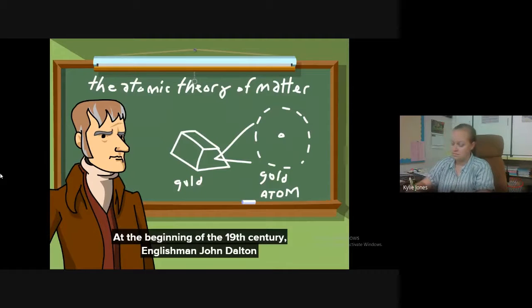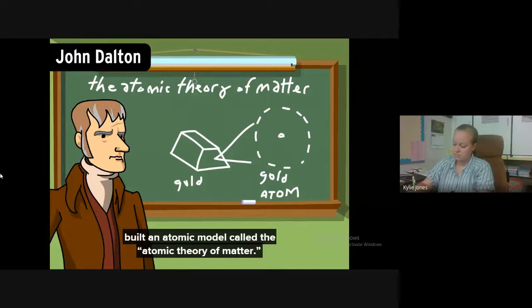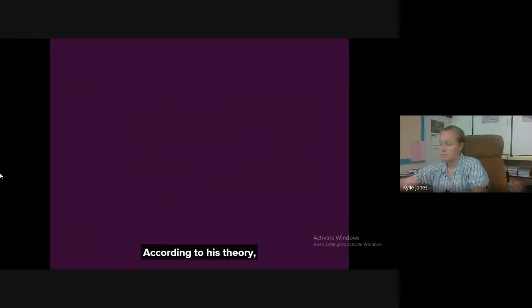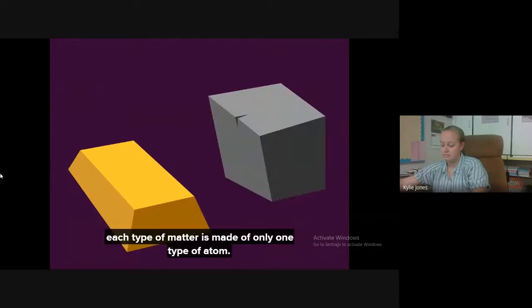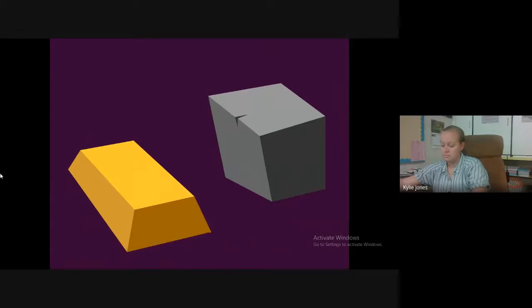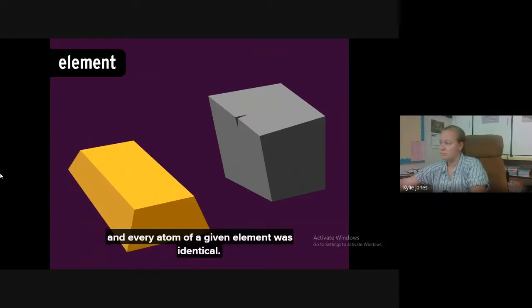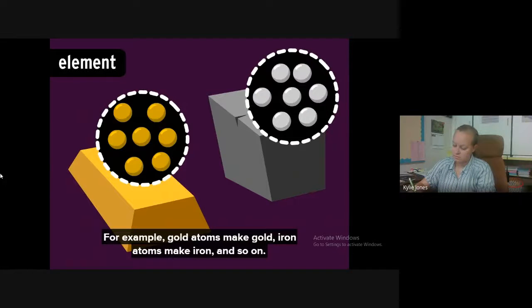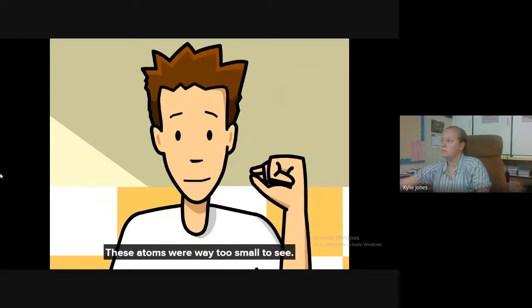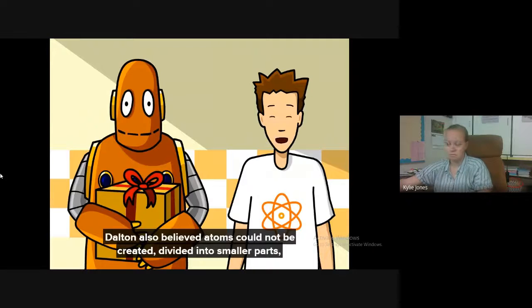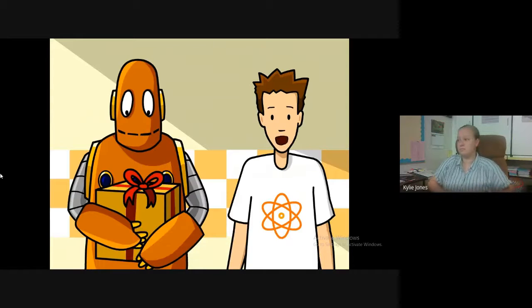At the beginning of the 19th century, Englishman John Dalton built an atomic model called the atomic theory of matter. According to his theory, each type of matter is made of only one type of atom. Also, each type of atom could be put into a group called an element, and every atom of a given element was identical. For example, gold atoms make gold, iron atoms make iron, and so on. These atoms were way too small to see. Dalton also believed atoms could not be created, divided into smaller parts, or destroyed. So far, so good.